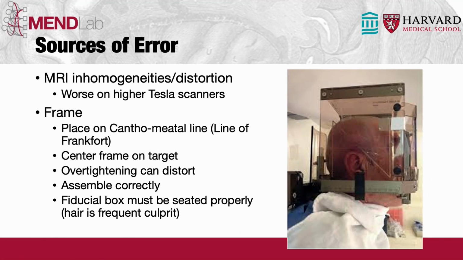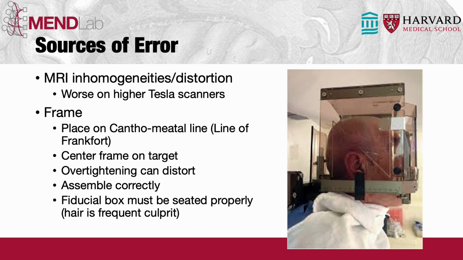With any stereotactic surgery, there are sources of error. One of these is the imaging. Particularly with MRIs, there is a lot of inhomogeneity in the magnetic field and distortions caused by the field strength, which is worse with the higher field strength magnets. So the 7 Tesla is worse than the 3 Tesla, which is worse than the 1.5 Tesla, although a lot of these scanners have algorithms to correct for this somewhat.